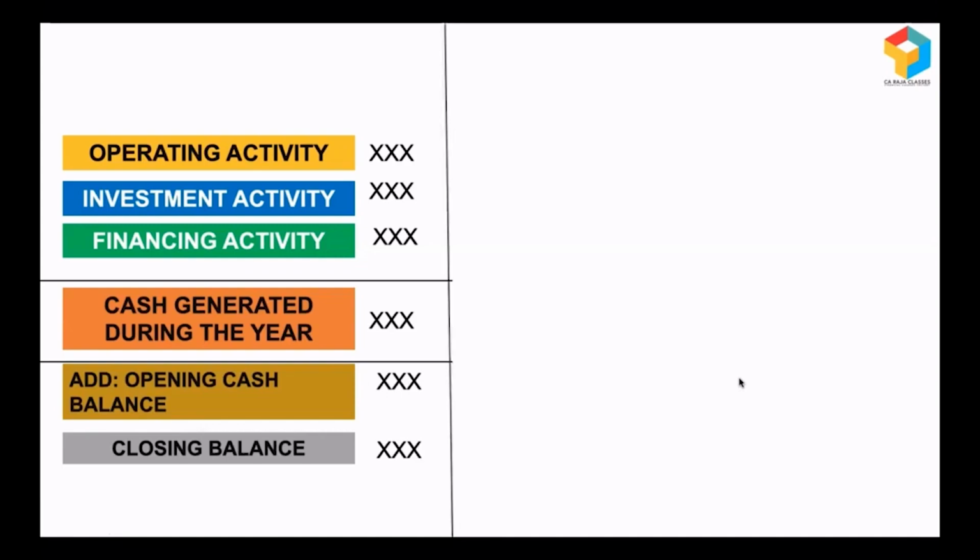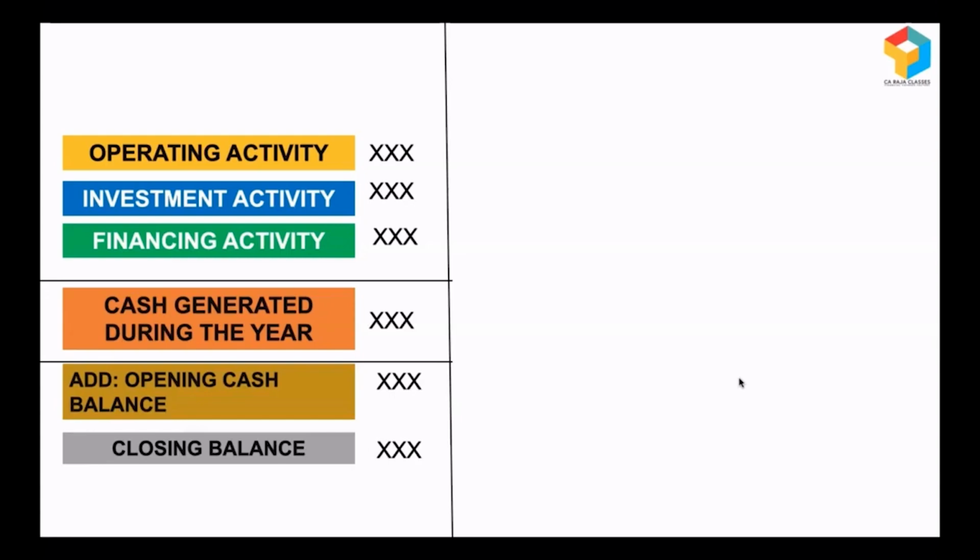And this is something known as an abridged cash flow statement. So what's happening here? I'm capturing the cash flows from operating activity, investment activity, and financing activity. I'm aggregating them so that I can get the cash generated during the year. And with this, when I add the opening cash balance, automatically I get the closing cash balance.